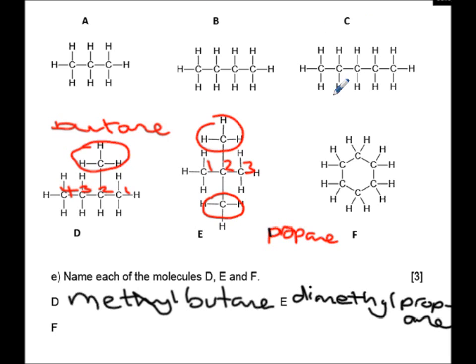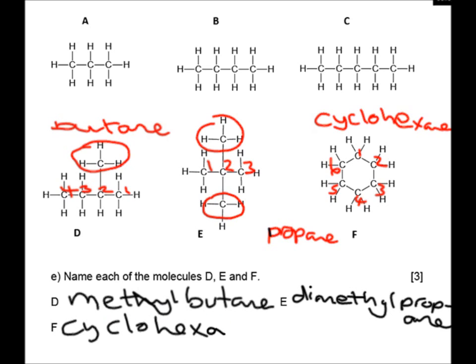Molecule F, now it's a cyclic alkane, and we know that for a cyclic compound we add the prefix cyclo. It's got 1, 2, 3, 4, 5, 6 carbons in the ring. We know 6, we would use the stem hex, so molecule F will be called cyclohexane. There are no other substituents, so we don't need to add anything onto the start of this, so the name will simply be cyclohexane. And that's question 1.